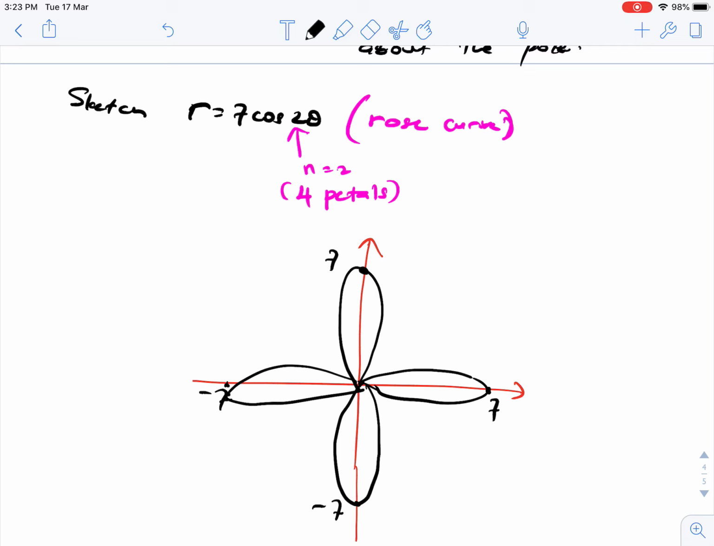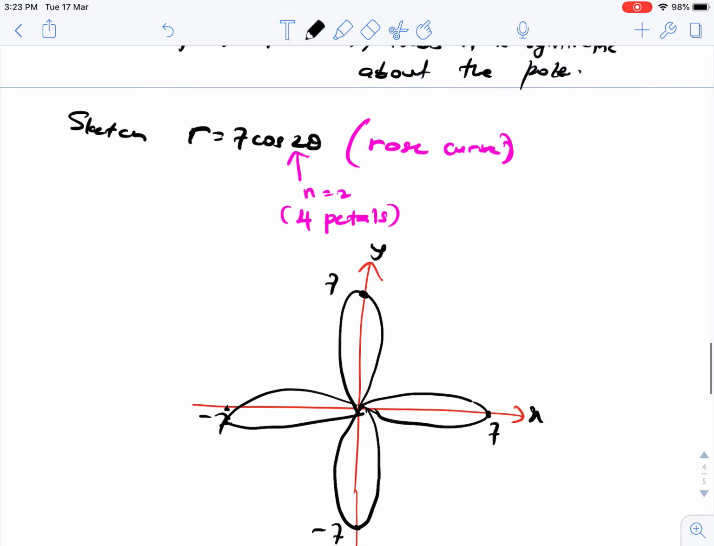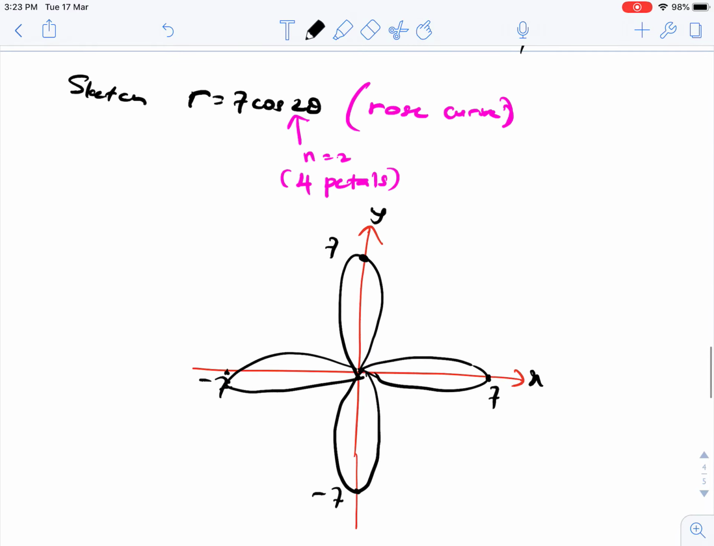In fact guys, r equals 7 cos 2 theta is special because it's not only symmetric about the pole, but it's also symmetric about the y-axis and also symmetric about the x-axis. Okay, so that's it. That's all for today. Hope you understand the symmetric test. Good luck.